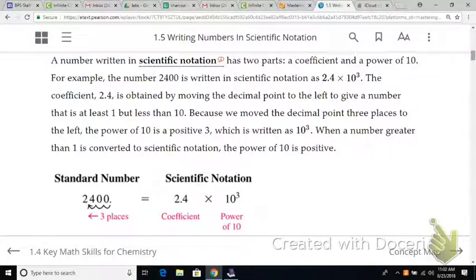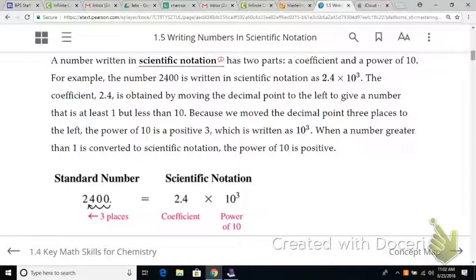The times 10 would mean that you'd multiply it by itself 3 times. 10 times 10 times 10, which is 1,000. Okay, so that would be times 1,000, which would get this number back, 2,400, if you had to do it.